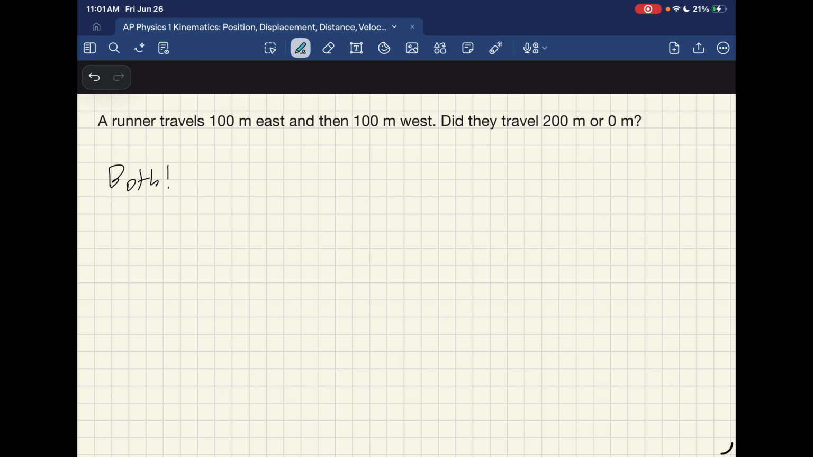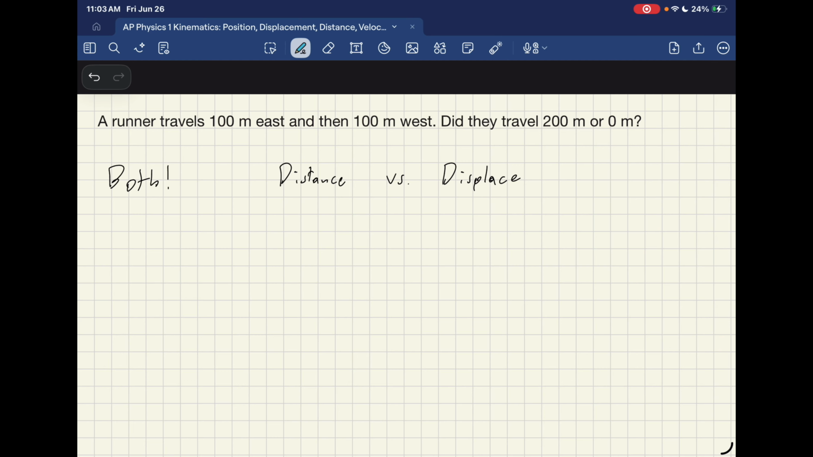Understanding why the answer is both will help you solve nearly every kinematics problem in AP Physics, and I'm going to explain why. In order to understand why the answer is both, we have to understand two concepts. Those are distance and displacement.